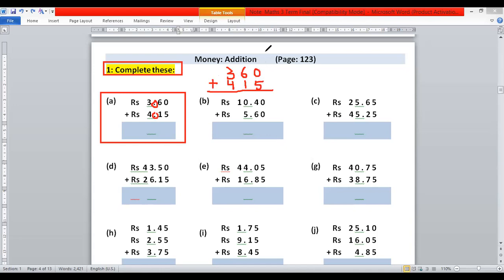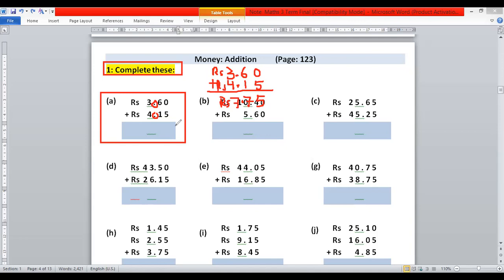First of all, we will add 0 and 5, then 6 with 1, then 3 with 4. 5 plus 0, answer is 5. 6 plus 1, 7. And 4 plus 3, 7. After that, students, we can put the point here, after two digits from the right. And then we write Rs here. Addition of two prices is very easy.